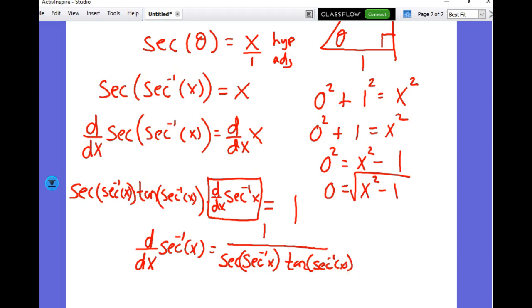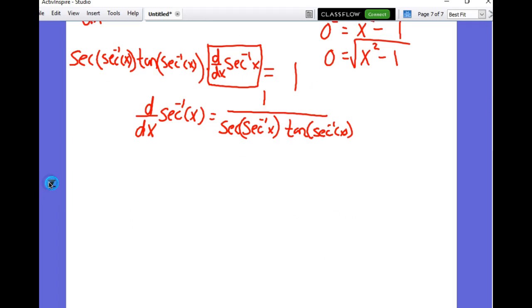Okay. Well, let's scroll down a little bit here. Let's do some more math. We're almost there. We're going to go ahead and plug in theta, because we know that secant inverse x is theta. So let's go ahead and do that first. So the derivative of arcsecant is 1 over secant theta tangent theta. Okay, and at this point we go back up to our triangles and we look to see what these are. We need to figure out what secant is and what tangent is.